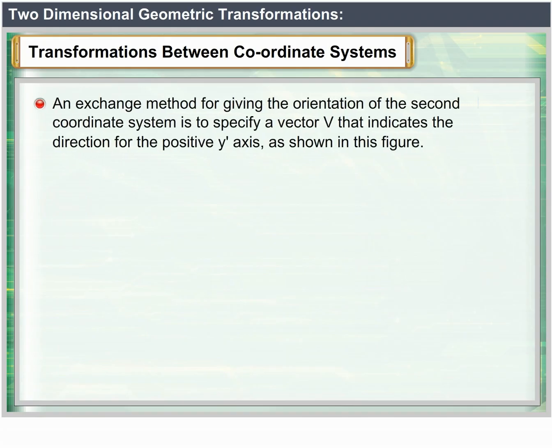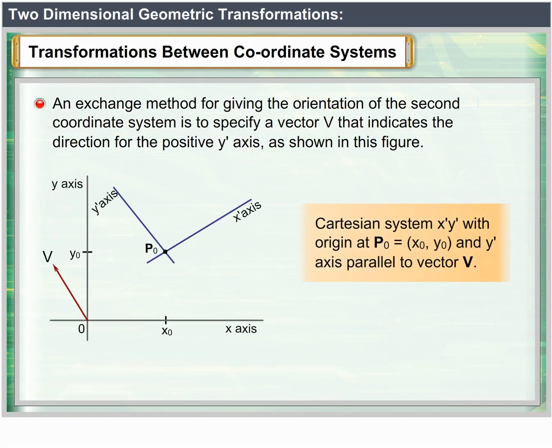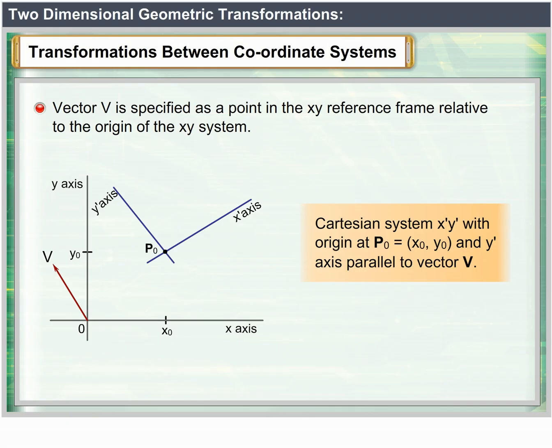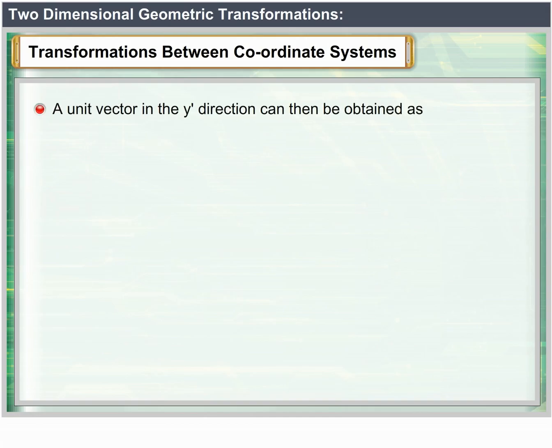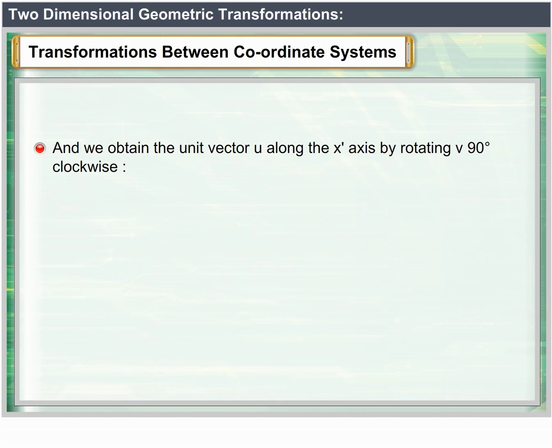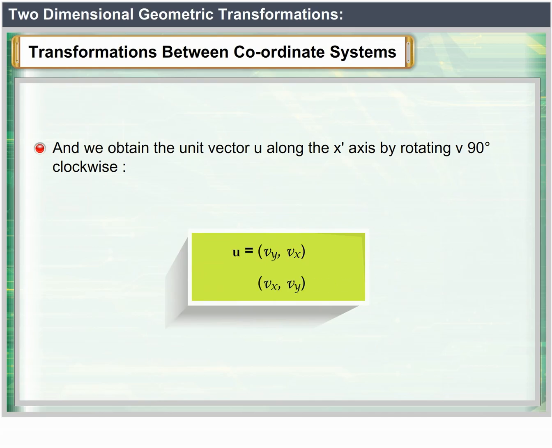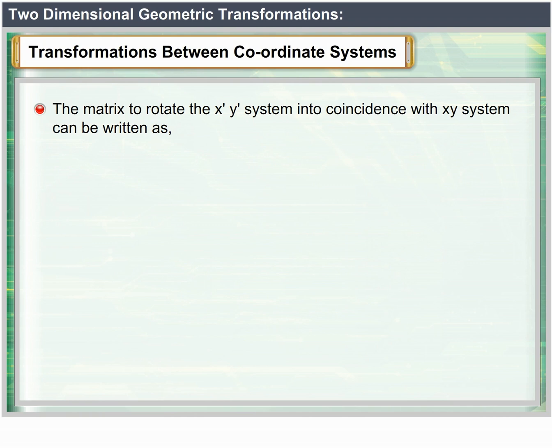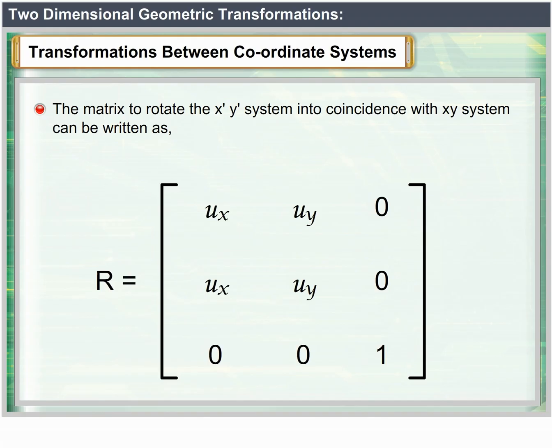An alternate method for getting the orientation of the second coordinate system is to specify a vector v that indicates a direction for the positive y' axis, as shown in this figure. This figure shows the Cartesian system x'-y' with origin at p0 equals x0, y0 and the y' axis parallel to the vector v. Vector v is specified as a point in the xy reference frame relative to the origin of the xy system. A unit vector in the y' direction can then be obtained as shown below. And we obtain the unit vector u along the x' axis by rotating v 90 degrees clockwise, shown below. The matrix to rotate the x'-y' system into coincidence with the xy system can be written as shown.